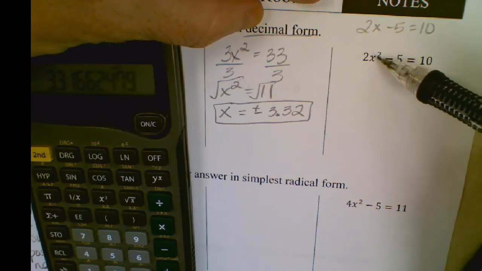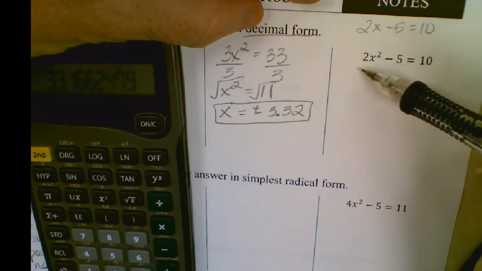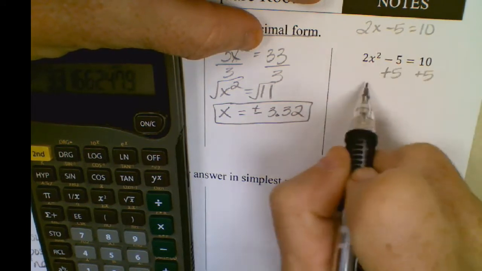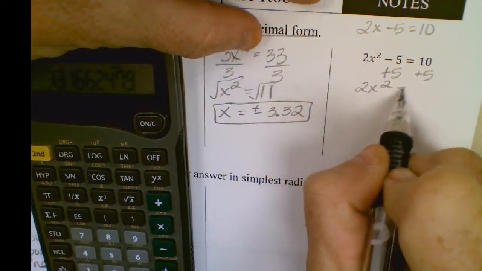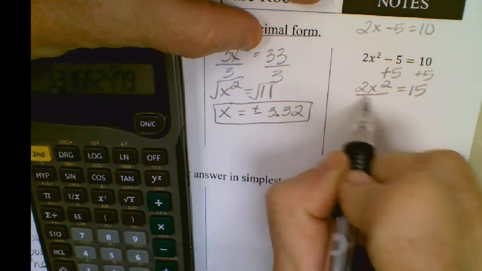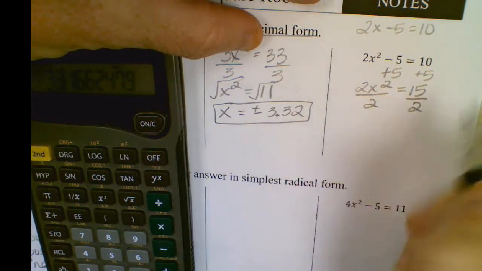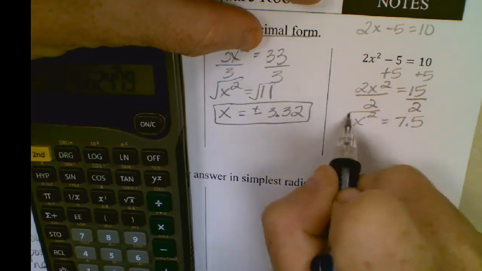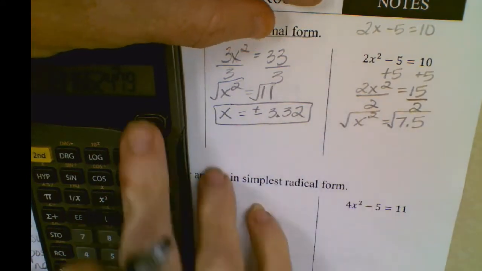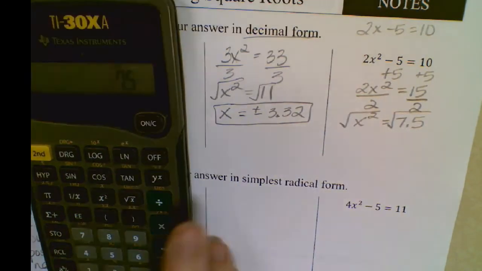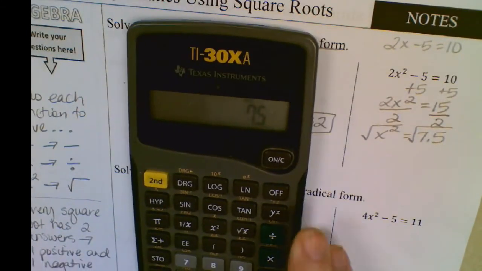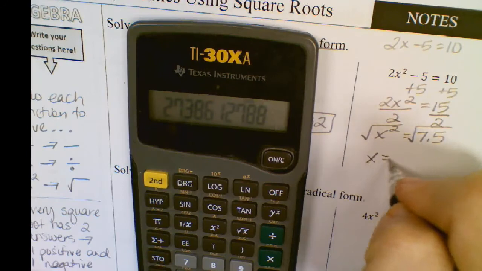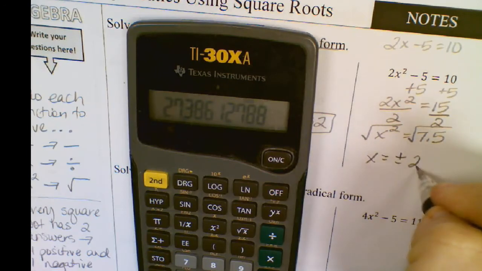The only difference is now we have one more step in taking that square root. So we're going to add 5 to both sides. We would get 2x squared equals 15. Then we're going to divide by 2. Since we're in decimal form, we can go ahead and make that 7.5. That'll be fine. Take the square root of both sides. So we would have the square root of 7.5, which gives us plus or minus 2.74.